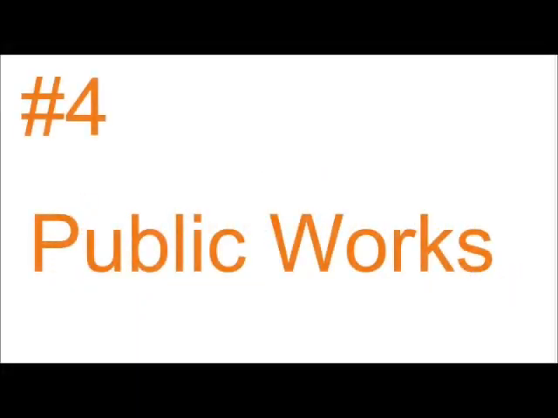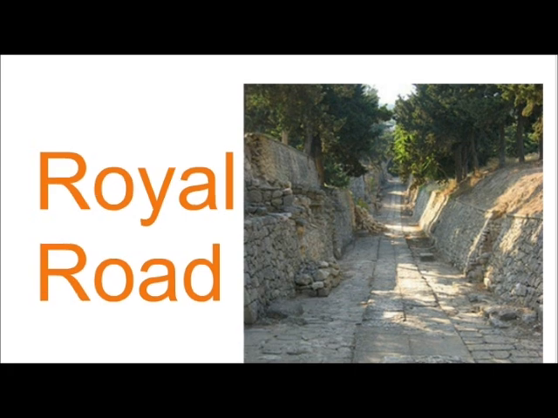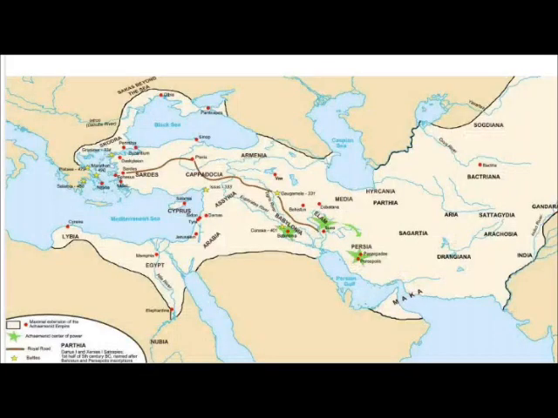The fourth important thing to know about the Persians were their public works. One of the most important was the royal road. And as you can see, it was a paved road. And this road allowed for a courier service, which would take messages and mail across the empire and send important messages so that the emperor could be informed on what was going on out in the provinces.